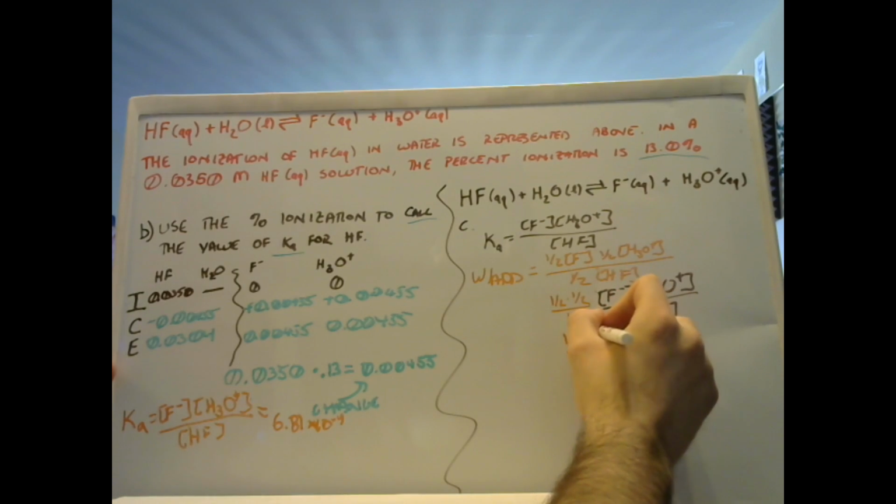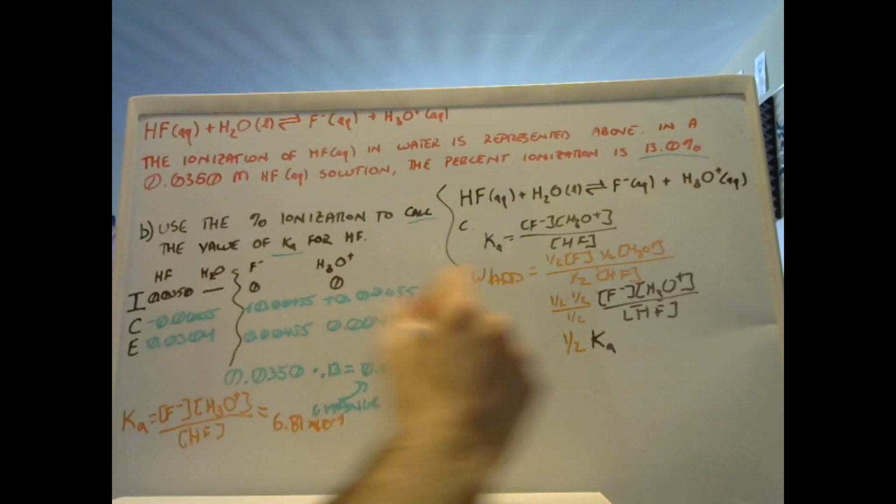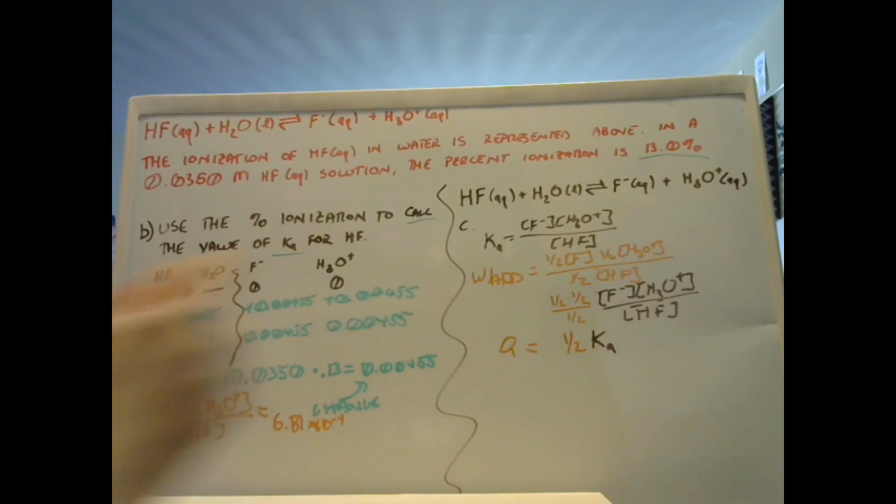Half of our Ka value. Now, this would be a Q value, because it is not actually Ka. So Q equals half times Ka. Now, since Q is less than Ka, we need to shift towards the products to reestablish equilibrium, which means in this case, yes, the reaction would shift towards the products and increase the percent ionization.